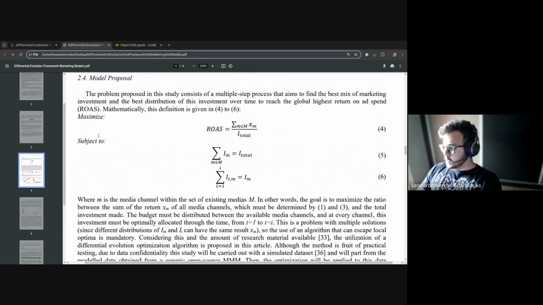In this optimization process, what we want is to maximize our ROAS. ROAS is the return on ad spend. It's basically how much you get in return over the value that you spend on advertising. So in this particular use case, we want to maximize the sum of the return we would have in all the media channels over the amount we invested. It's a pretty simple concept.